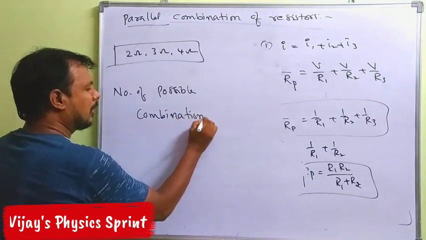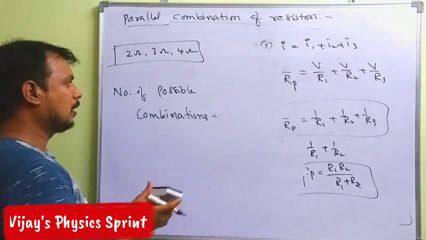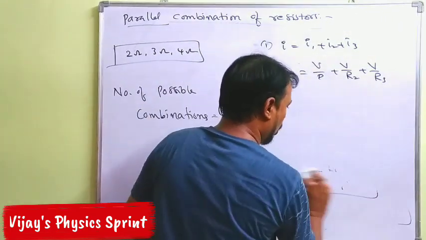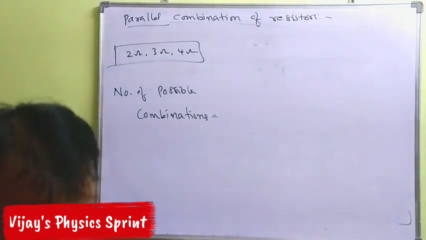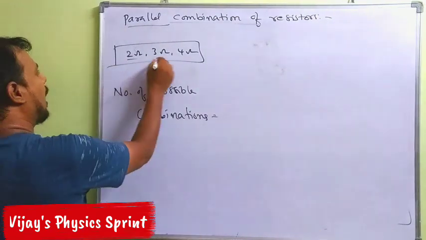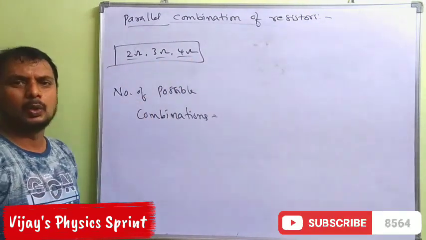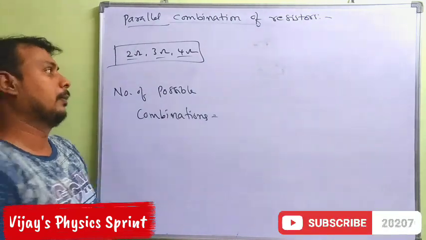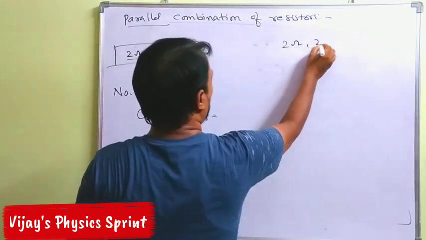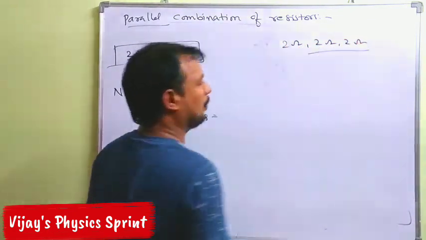Number of possible combinations. You have to remember, right? See the question carefully. The given resistors are equal resistors or unequal resistors. These are unequal resistors: 2 ohm, 3 ohm, 4 ohm, unequal resistors. If it is equal, for example, 3 resistors are 2 ohm, 2 ohm, 2 ohm.